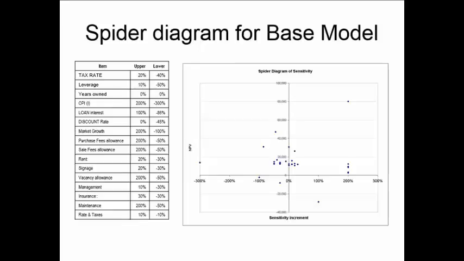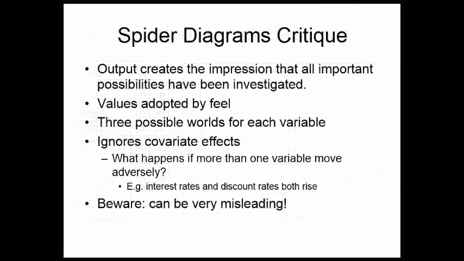However, there are a number of problems with the construction of spider diagrams that we need to be aware of. The first thing is that the spider diagram itself suffers from the basic problems that we find with the traditional three-value sensitivity analysis. And that is, first of all, that the values are all adopted by feel. We really don't know whether the values for tax or rent or what have you do have the limits that we've set.